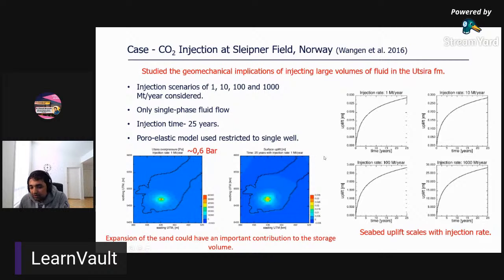As per the model, the seabed uplift scales with injection rate. Imagine 30 meters of surface uplift. If it's a seabed, between the seafloor, how much sea level rise it could cause and how much disturbance it can cause. Of course, this is based on a homogeneous model. In the real field scale, I don't think these values would be realistic. But even if it's like 5 meters in a real field, then it's significant.